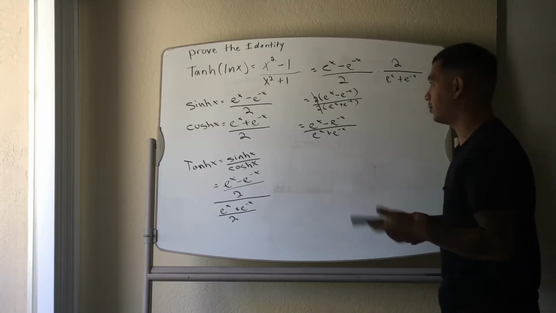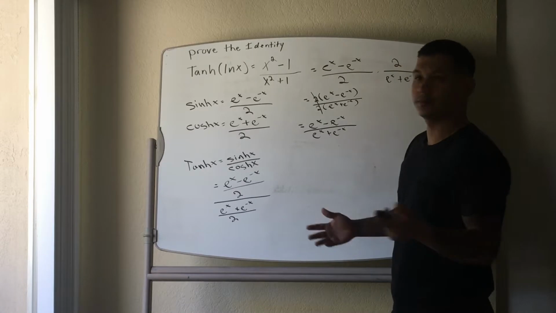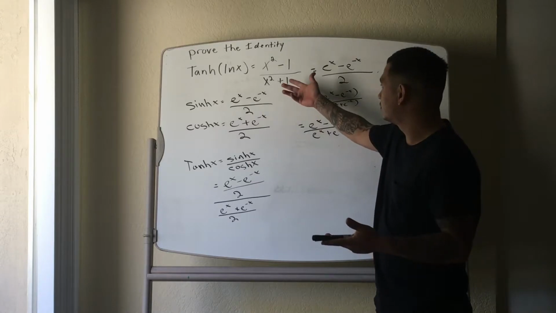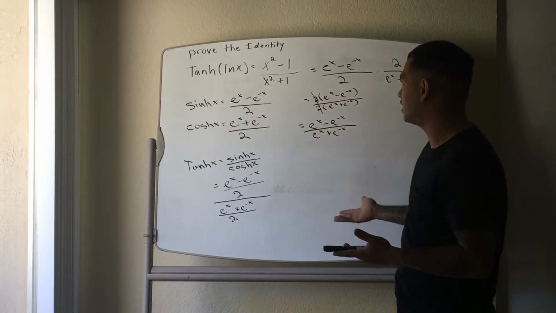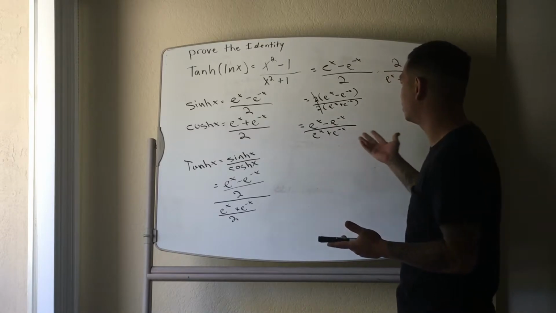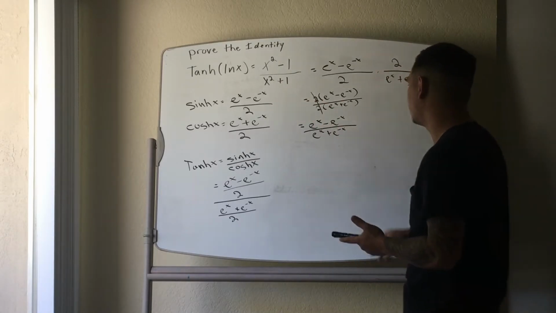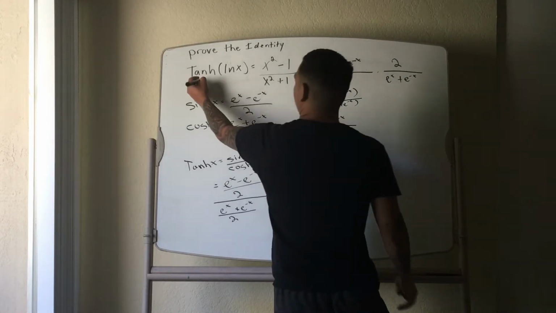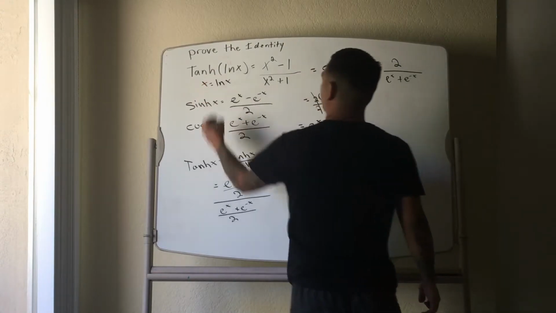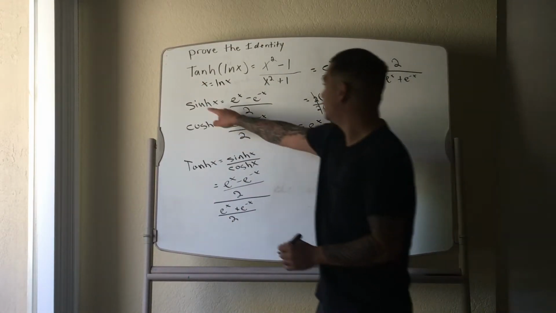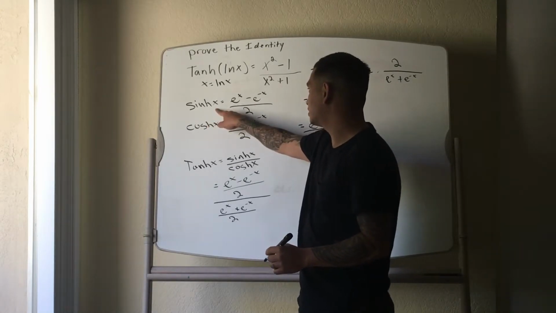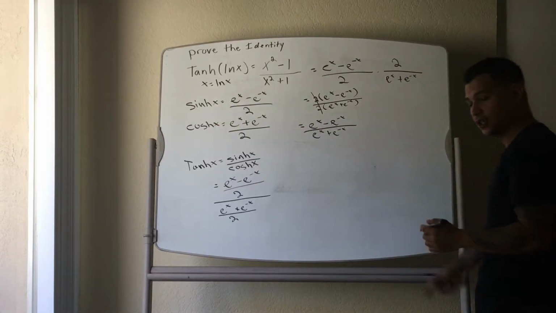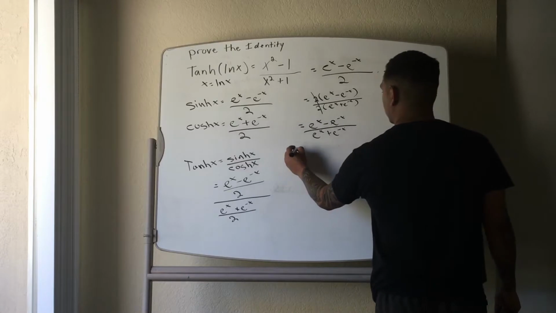And as you're proving, what I like to do is go back and ask, is it starting to look like what I'm trying to prove? Well, I'm trying to prove that hyperbolic tan of ln x is equal to x squared minus 1 over x squared plus 1. It looks like we got the minus and the plus right here. We just haven't plugged in our x. Our x is equal to ln of x, right? If this is hyperbolic sine x, and we're saying that x is equal to ln x, so wherever x is, we're going to plug in ln x. And that's what we're going to do right now.